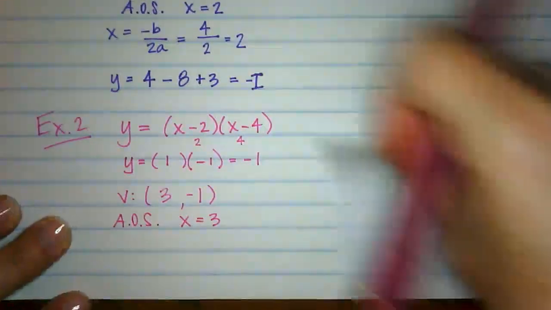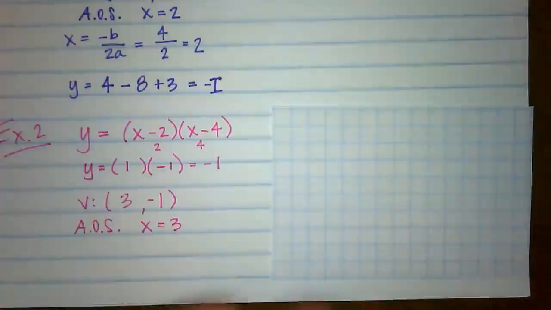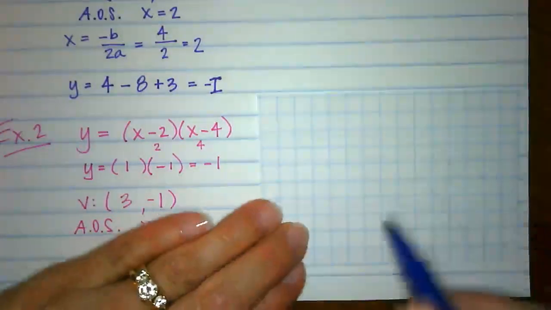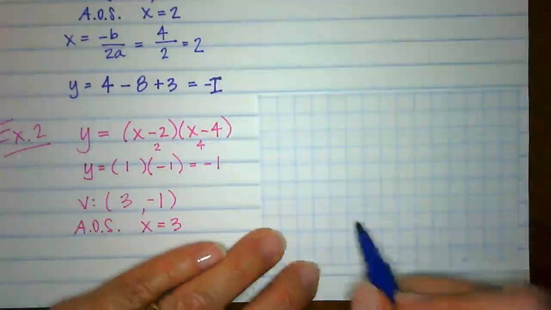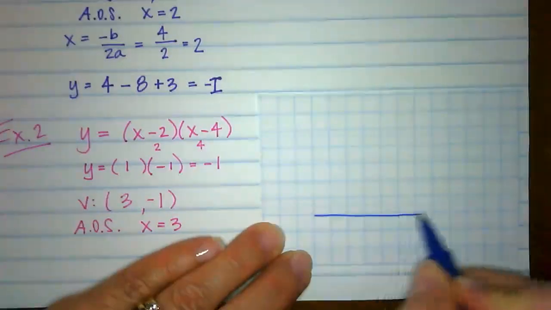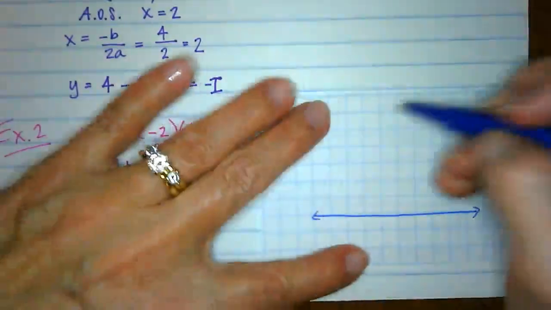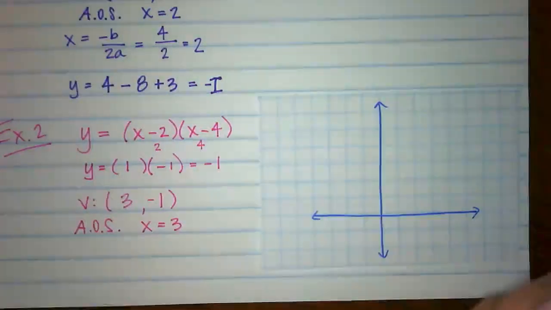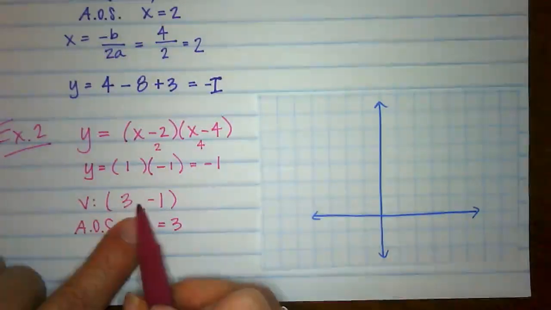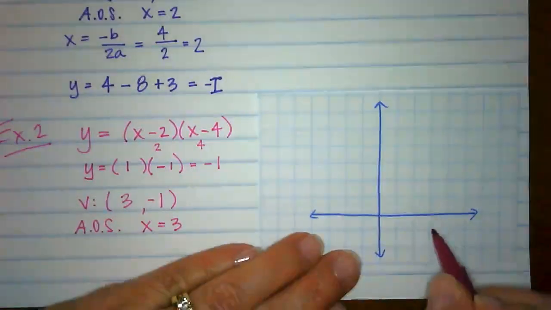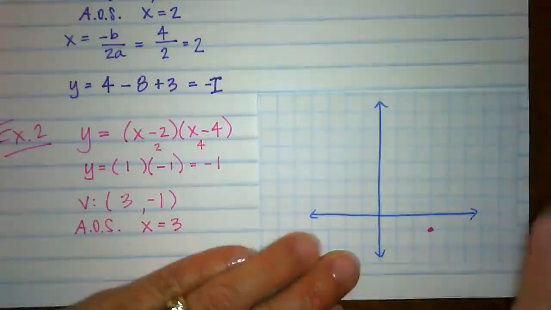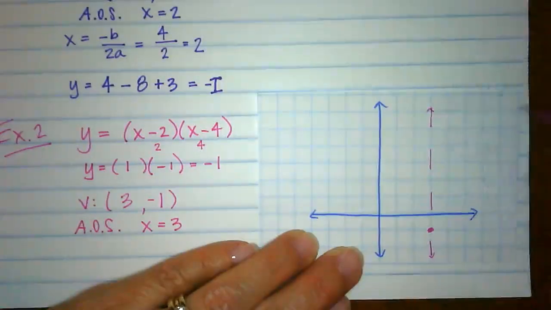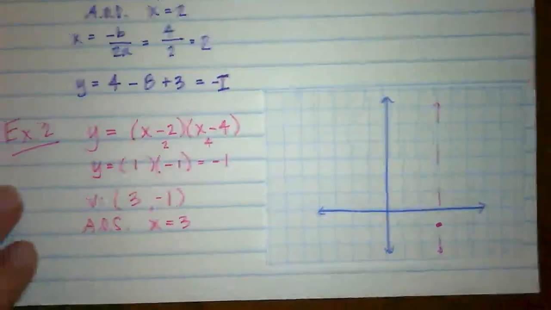So going over to the graph, again, I'm going to sketch 3, -1. That's not that much different from the last one we did. So here is a graph. I'm going to start by plotting the vertex. So 3, -1, so over 3 down 1 is right here. I know that the axis of symmetry is just the imaginary line going right through there.